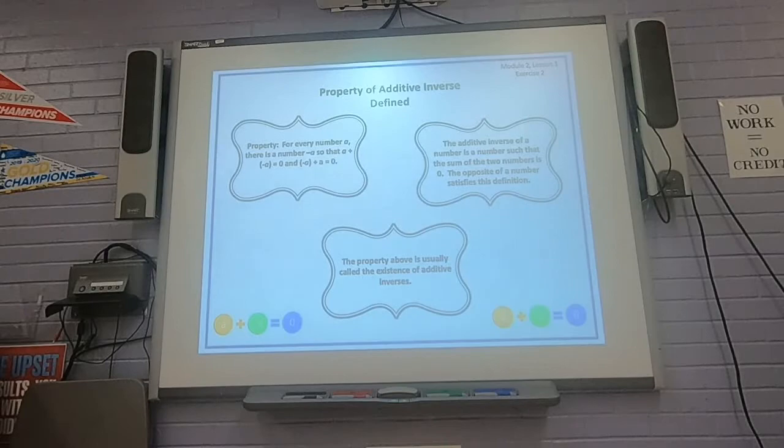Alright, so here's the properties that we're talking about for the additive inverse. Stuff that you already know. You add a number to its opposite and you're going to get 0.